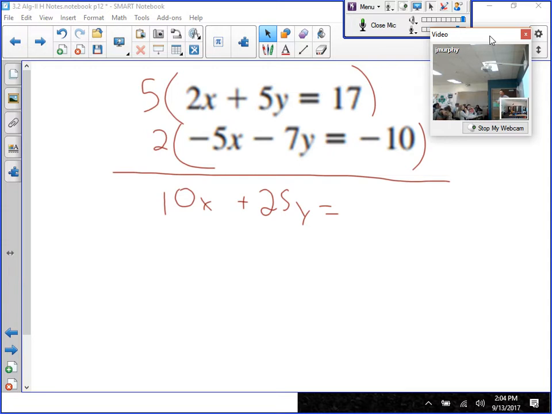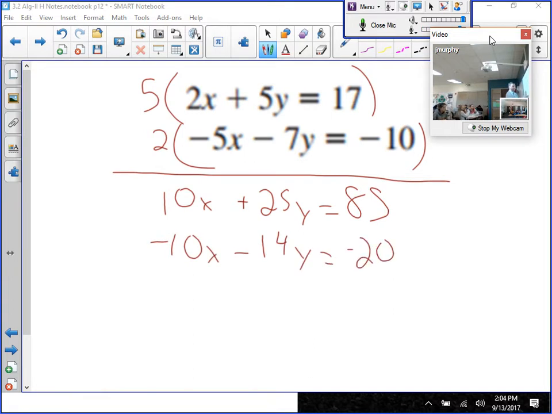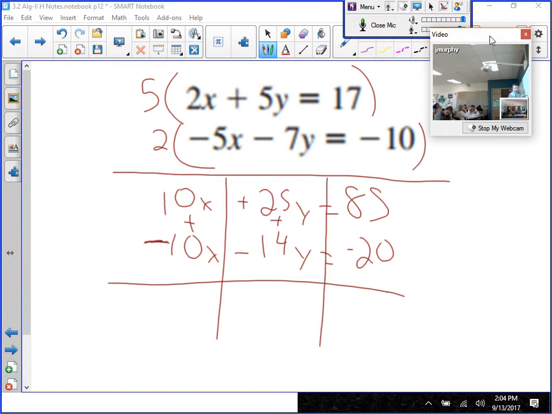Okay. Back to here. Distribute through, we get the 5 to the 17, then that's 85. Go around again, negative 10x, minus 65, negative 20. Now, we have 3 problems, and in this case, we have same coefficient, opposite signs. So when I split this into 3 problems, I'm going to add them together. That eliminates my value of x.